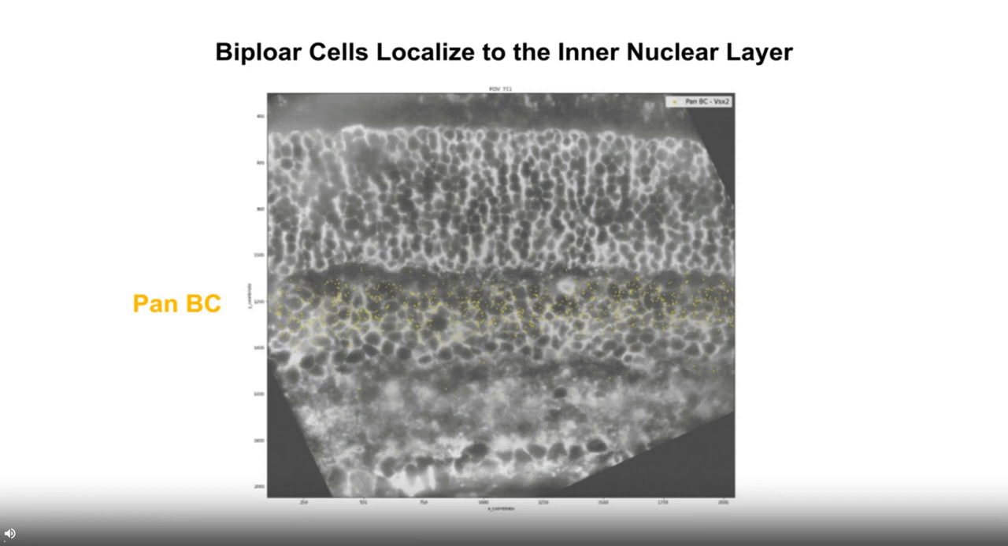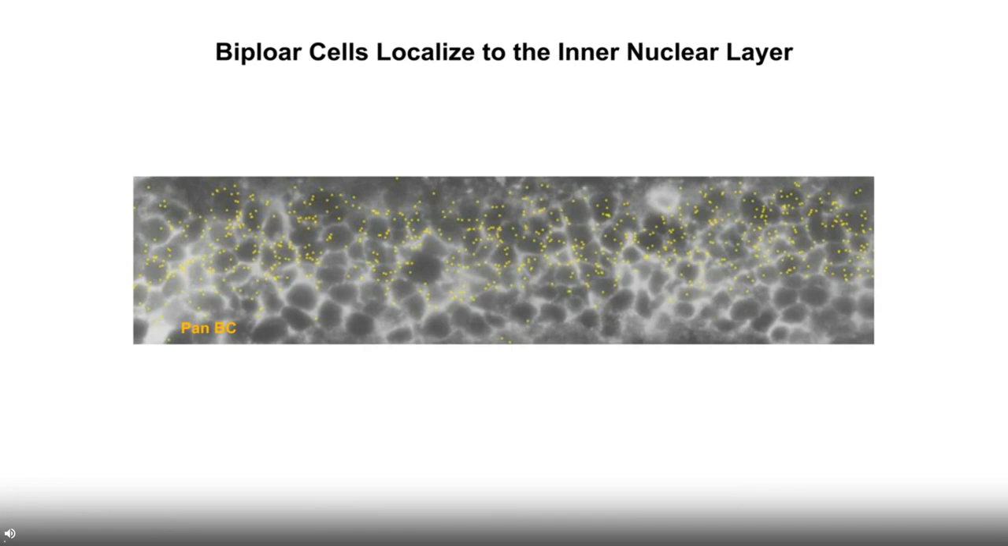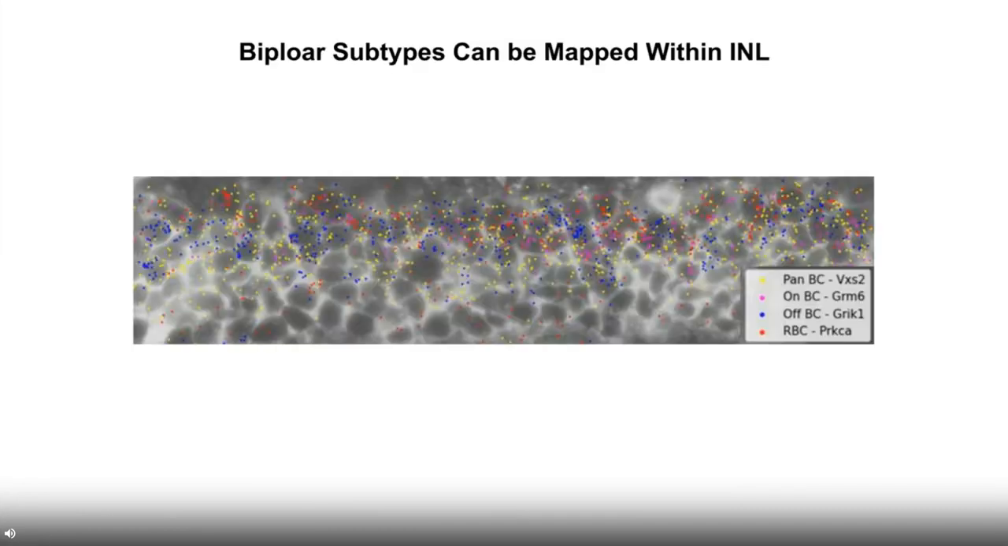Similarly, we'll look at the bipolar cells, which are interneurons that connect the photoreceptor cells to the RGC layers. As you can see, this is the pan-BC marker, bipolar cell markers, highlighting the top half of the nuclear layer. And this is a zoom in. And then if you overlay that with a subtype of bipolar cells like ON, OFF, and RBCs, you can see, unlike the yellow dots, the other color dots have a specific pattern that basically highlights different subtypes.